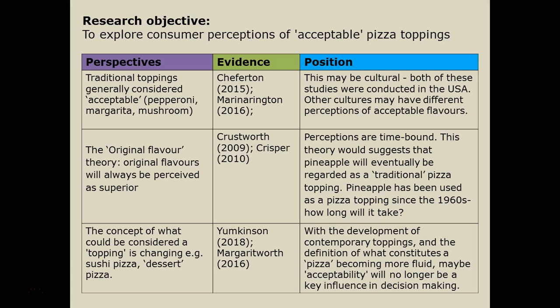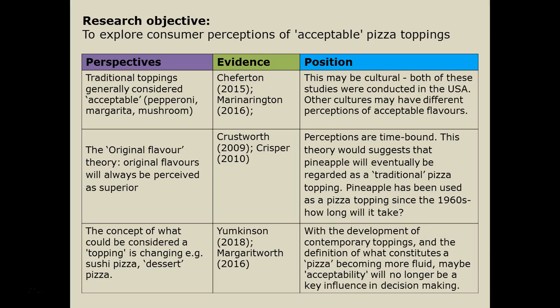So I'll give you an example of this. This is from one of the other skills tutors, Zoe, who's put this together on pizza toppings, but I think it's a really good illustration of how you can use these PEP tables. So if you imagine your research objective was to explore consumer perceptions of acceptable pizza toppings, you go away, you do your reading, and you start to identify some themes or some ideas that are coming out of that literature in more than one article. The first thing you encounter is that you feel like traditional toppings are those that are generally considered acceptable, like pepperoni, margarita, etc. And you've read that in two studies, one from 2015 and one from 2016.